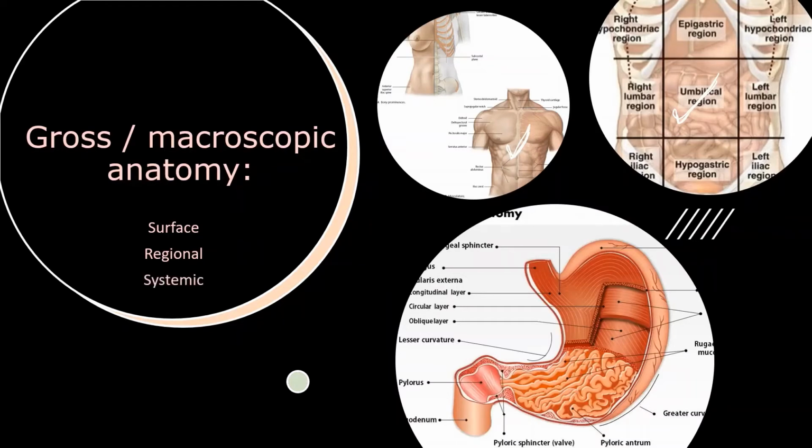Systemic anatomy, like the stomach. Again, if I plop the stomach down in front of you, you could tell what these different pieces are just by looking with your naked eye. We could cut it open and see inside even more. But usually, if we talk about systemic anatomy, you're talking about some particular organ within some particular body system.